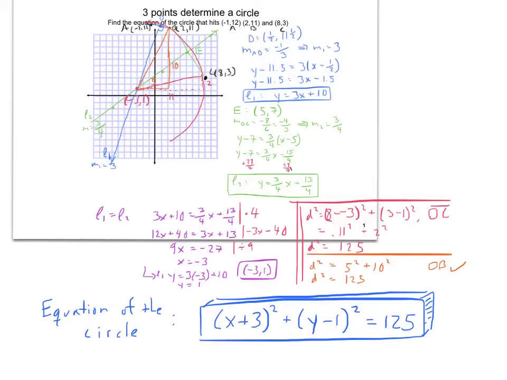My radius in this case, I'll denote that on the side here. My radius in this case was the square root of 125, or 5 root 5, but I worked with it in that radius squared form, so I just write 125 over here.